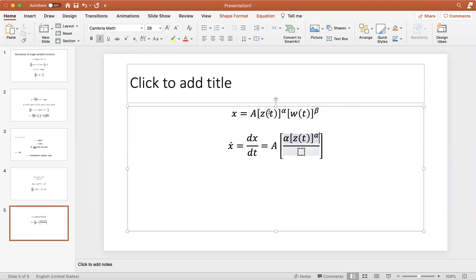Okay. Now, how about minus one? How about the inverse of z of t, which is obtained by using the power rule? So we can just go and set it as the denominator already. So that's just z of t, times the derivative of the inner function, which is z prime of t.